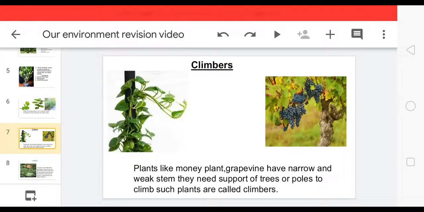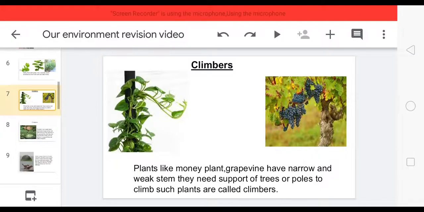Next is climbers. Plants which have weak stem and need support of trees or poles to climb up are called climbers. For example, money plant, grapevine. As you can see, the first picture is money plant, it took the support of a pole. And you can see it has a very weak stem. It means it is an example of climber.